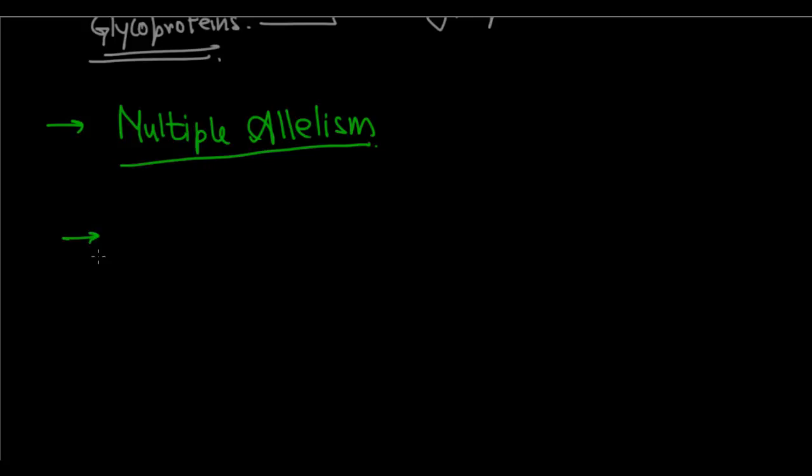The next thing which you should understand, which blood is an example of, and in which we see that it is going against Mendel's law.